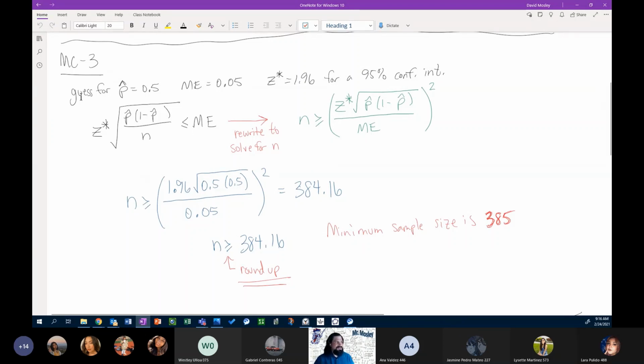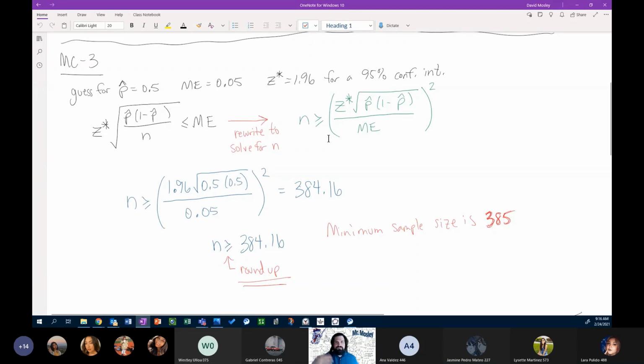All right, we're going to use 0.5 as the guess for p hat because we don't have anything else to go off of. We don't have any previous data. They didn't give us an actual p hat, so we'll use that guess. The margin of error that we want is 0.05. The z star is equal to 1.96 for a 95% confidence interval. Right? We're going to use the formula z star times the standard error, square root of p hat times 1 minus p hat over n is less than or equal to the margin of error. But we're going to rearrange this so that we're solving for n.